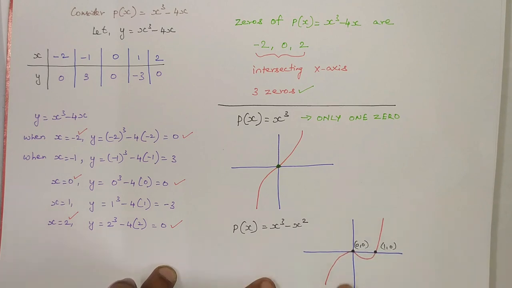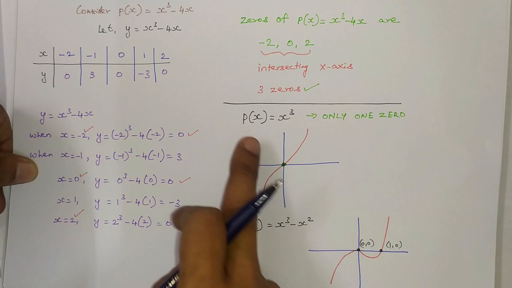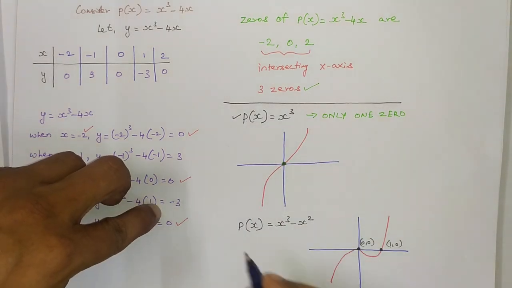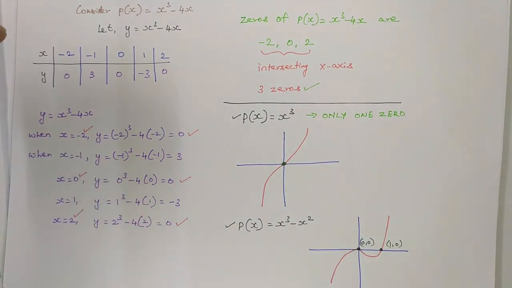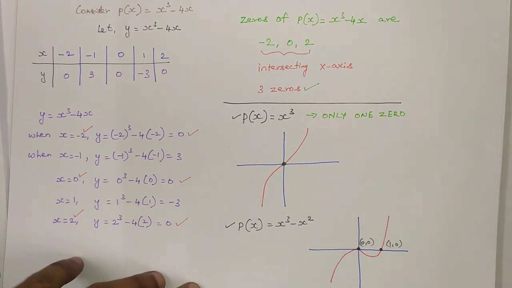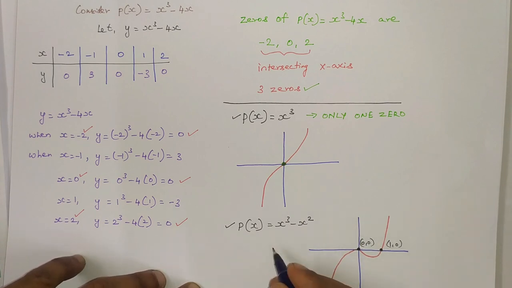So you students can try and try to plot the graph. You can try for this polynomial and also for this polynomial. The students can try and if you plot the graph, you will get like this. So what we are observing here is, it is intersecting at 2 points, so this is going to have 2 zeros.